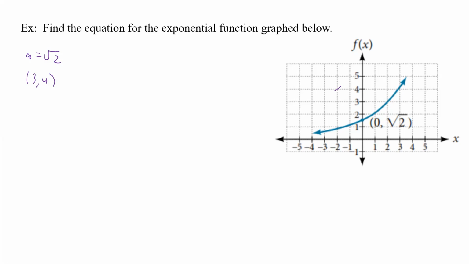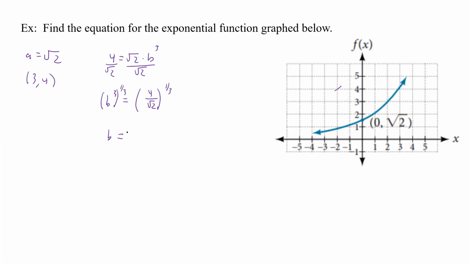Okay. All right, so what do we have to do? Well, we plug in our x and y in our a, and we try to solve for b. So y is equal to 4 equals a, which is the square root of 2, times b to the x, which is 3. Okay. Well, I need to solve for b, so I'm going to divide by the square root of 2. And so now I have b cubed equals 4 over the square root of 2. How do I get rid of a cube? Well, I take it to the 1/3 power, or I take the cube root of it, in other words.